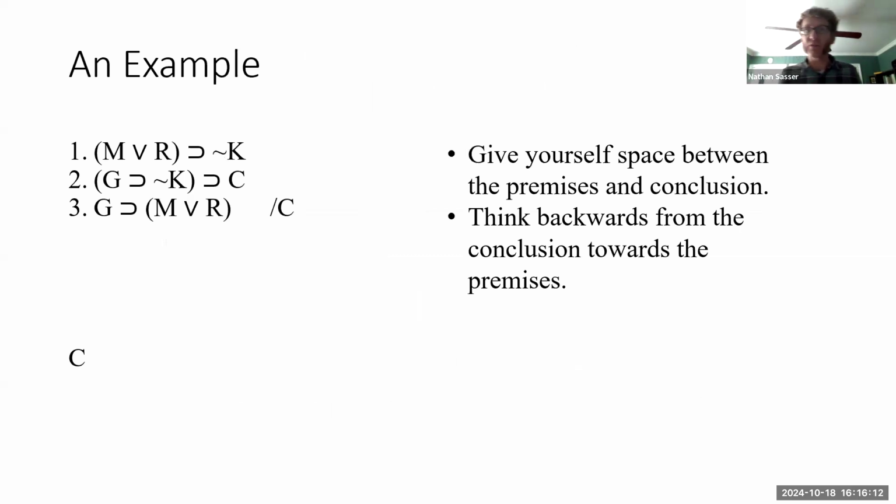Now the premises are numbered, and then the conclusion is given to you after the backslash. When I work these proofs, I do them on a piece of paper so I can leave myself a lot of room between the premises and the conclusion, and so I can work backwards from the conclusion towards the premises. I don't know how much space I'm going to need. I don't know how many premises it's going to take.